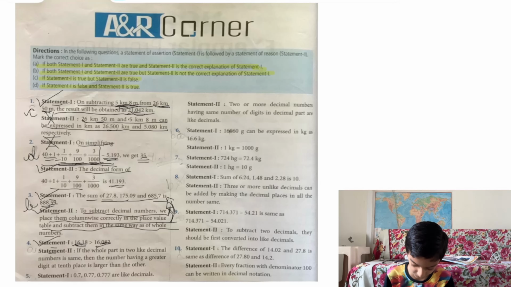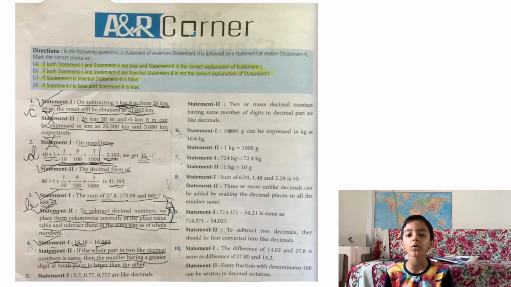Statement 2. Here they are saying that if the whole part in two like decimals numbers is same, here like decimals are the decimals which have equal number of places after their point. And here they are saying that if the whole part in two like decimal numbers is same, then the number having a greater digit at a 10th place is larger than the other. This is obviously true because when we jump onto the fractional part and in the 10th place we see that one number is greater than the other. So that means the whole number is greater than the other number. So here statement 2 is also correct.